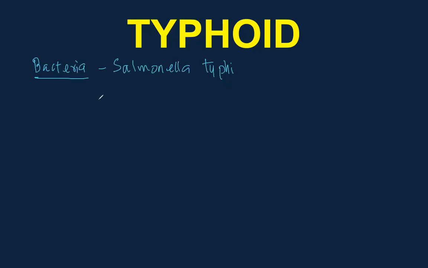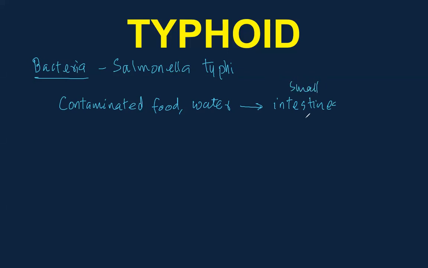And how does the bacteria enter your body? It enters your body through contaminated food and water. And once it enters your digestive system, where does it go? It migrates to the intestine. The small intestine is the part which is affected by the bacteria.